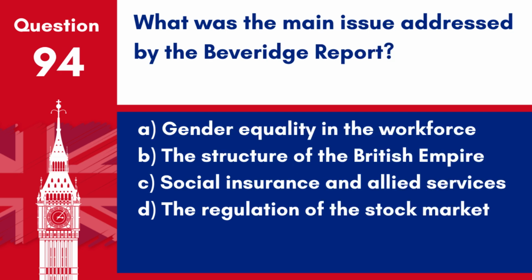Question 94. What was the main issue addressed by the Beveridge Report? A. Gender equality in the workforce. B. The structure of the British Empire. C. Social insurance and allied services. D. The regulation of the stock market. Answer: C. Social insurance and allied services. The Beveridge Report, published during World War II, addressed the need for comprehensive social insurance and is considered the basis for the modern welfare state in Britain.